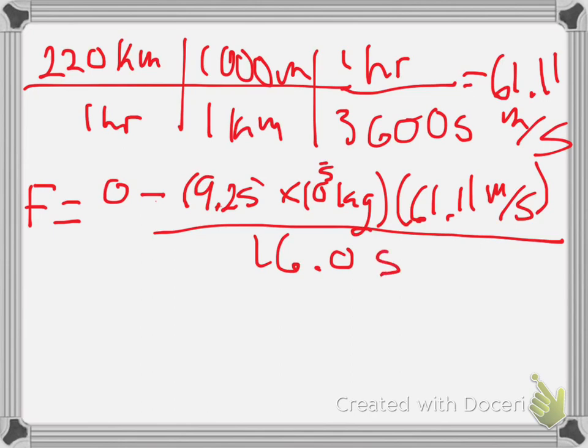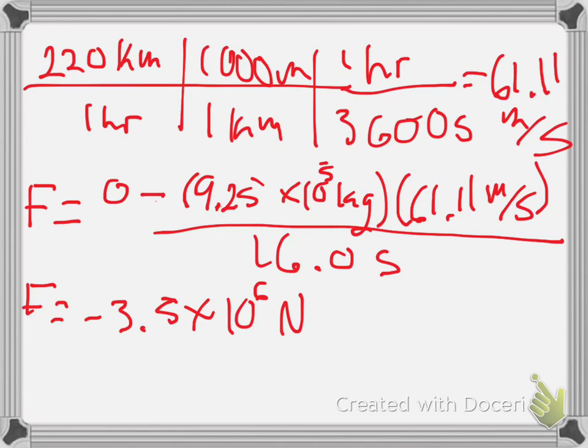To do that in. And we should come out with a force that is negative 3.5 times 10 to the 6th newtons, which you could, instead of writing it negative, you could just say it's 3.5 times 10 to the 6th newtons to the south. Because the negative just tells you it's in the opposite direction to the train's movement.